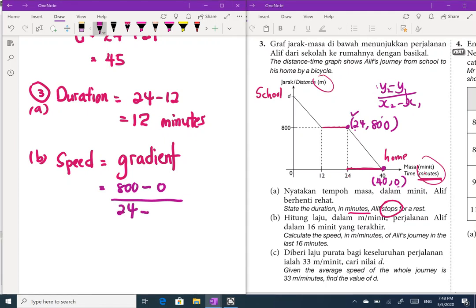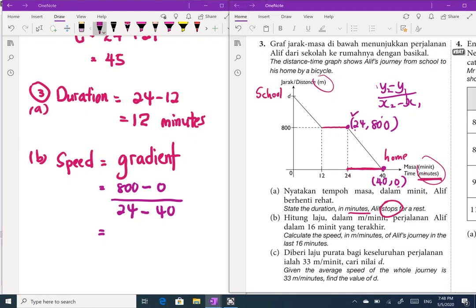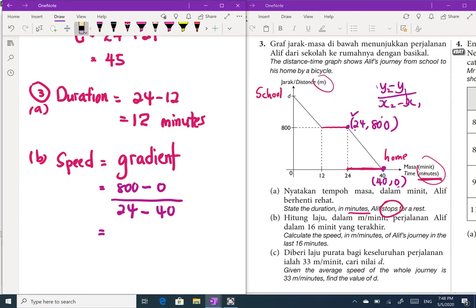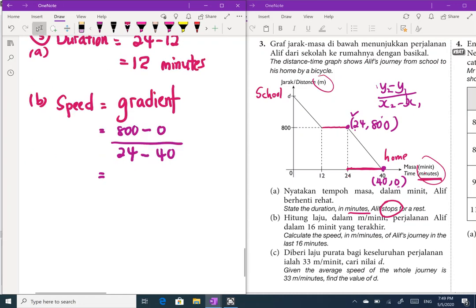你要 x 要从这里开始减40. So 24 minus 40, yes, correct, no problem. So 800 minus 0 is 800. 24 minus 40, so you get negative 16. So you get negative 50 meter per minute. Negative means it is the return journey. 代表是回的路线.